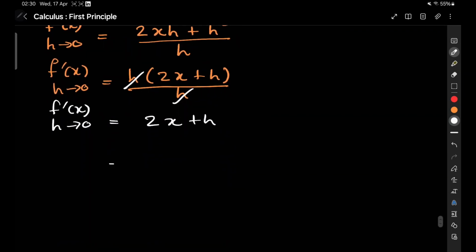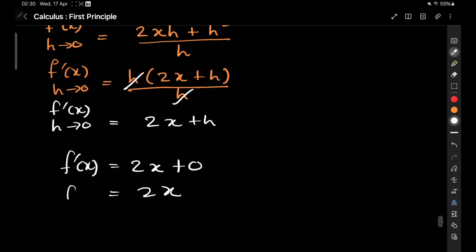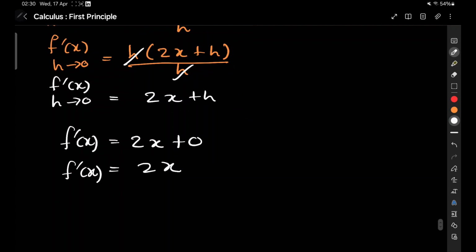So now in the next step, we can substitute h as 0. And if we substitute h as 0, we don't need to carry it anymore. And our final answer will be 2x. So the derivative will be 2x. And what this basically means is we're able to use this, the derivative, to calculate the gradient at any point.